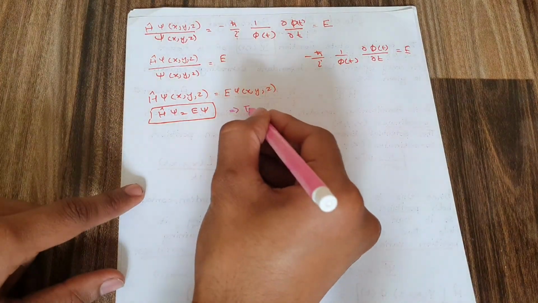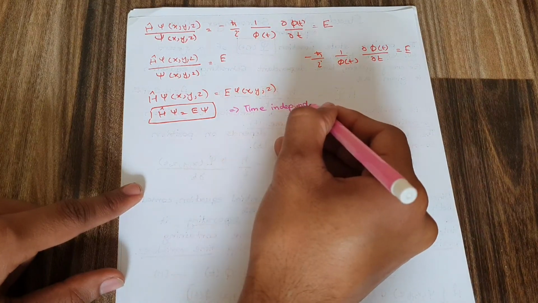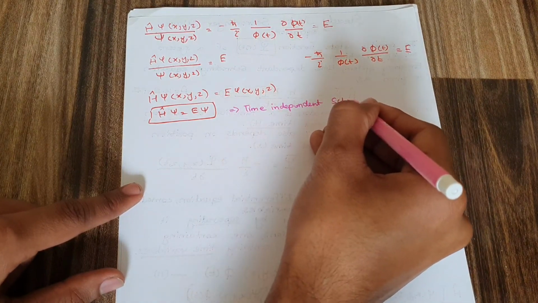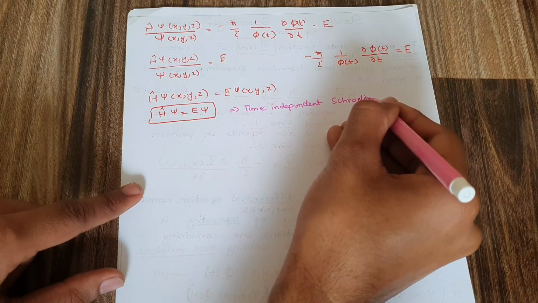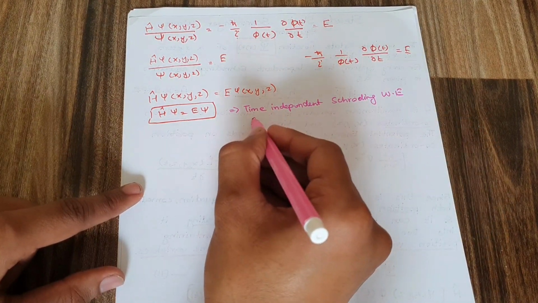This is the time independent Schrodinger wave equation. Okay, so it is also known as the amplitude equation.